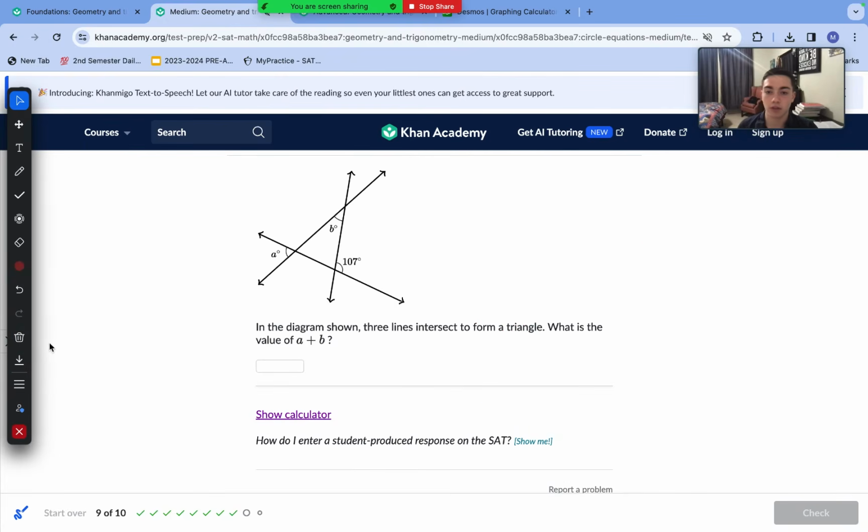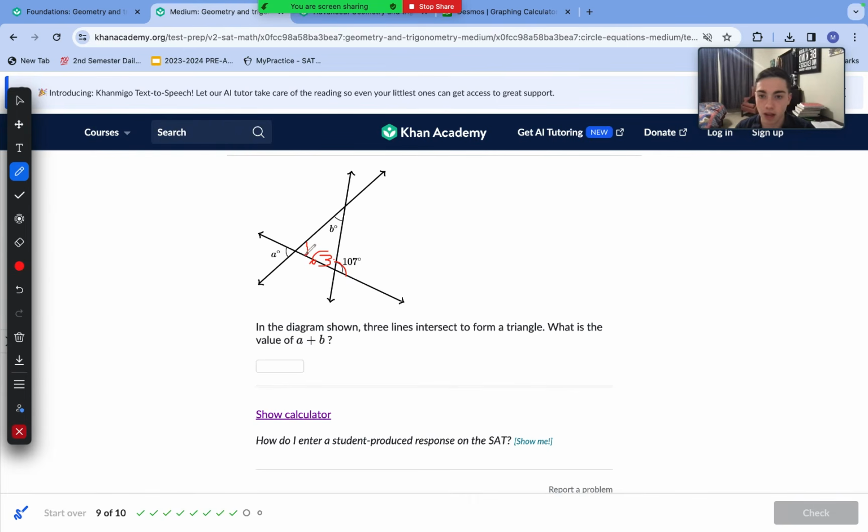In the diagram shown, 3 lines intersect to form a triangle. What is the value of a plus b? To find the value of a plus b, we're going to have to find the value of a and b here. So we know that if this angle right here is 107, that means that this angle right here is going to be equal to 63 degrees.